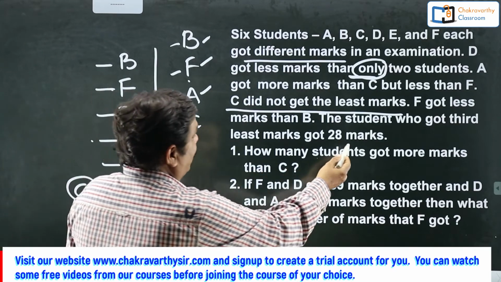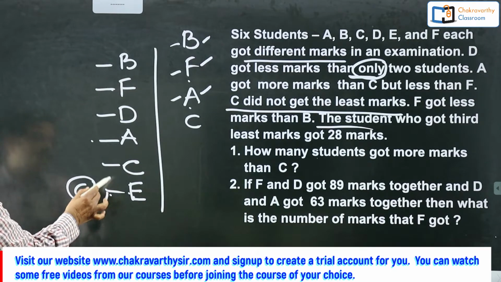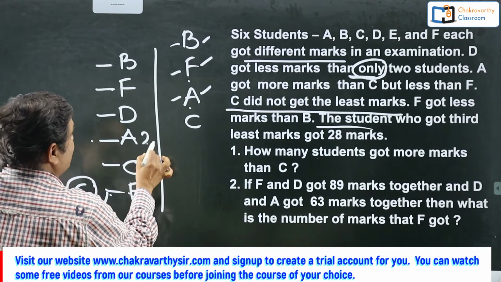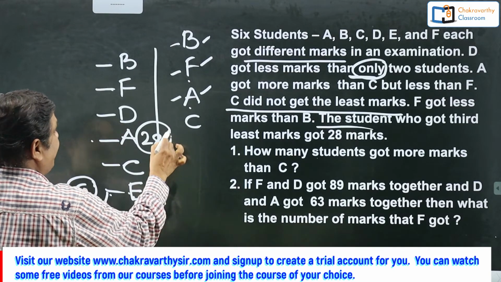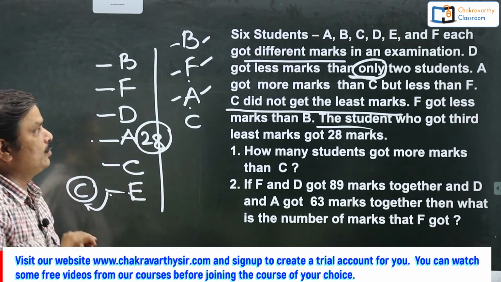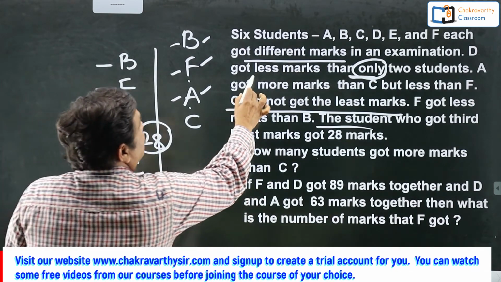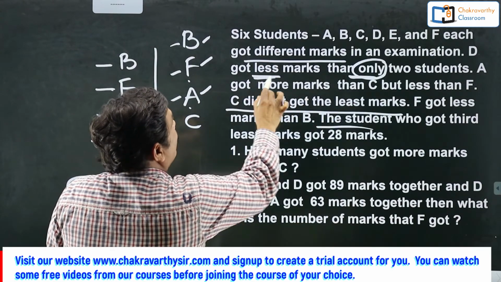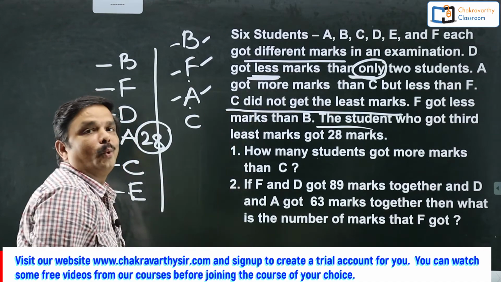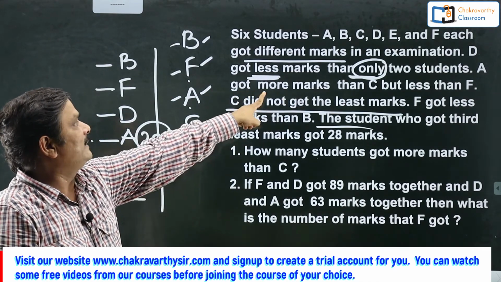Now here they have given that the student who got third least mark, first, second, third, right? Third least mark got 28 marks. So A got 28. This is how exactly they have given. A small correction you make, students, in the Telegram channel we have posted. Here, instead of less, D got less marks than only 2. Instead of less, they have given more. D got more marks than only 2 students, they have given.